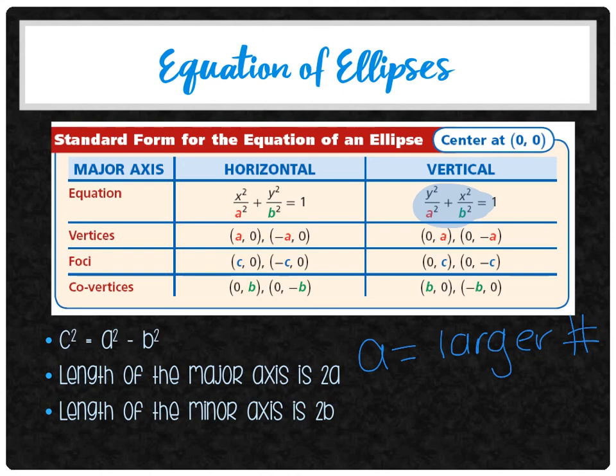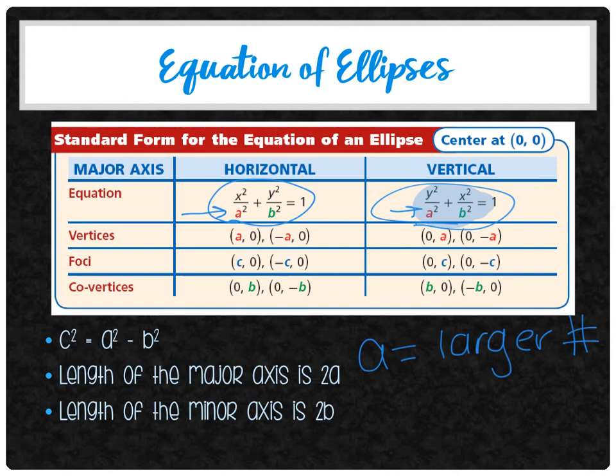If the a, or the larger denominator, is under the x, then it's horizontal. So if the a is under the x, it's horizontal. And if the a is under the y, then it's vertical. But the order of the x and y do not matter. So it matters when we get into hyperbolas. It does not matter for an ellipse because the plus doesn't matter, right? You can switch around a plus and it doesn't change.